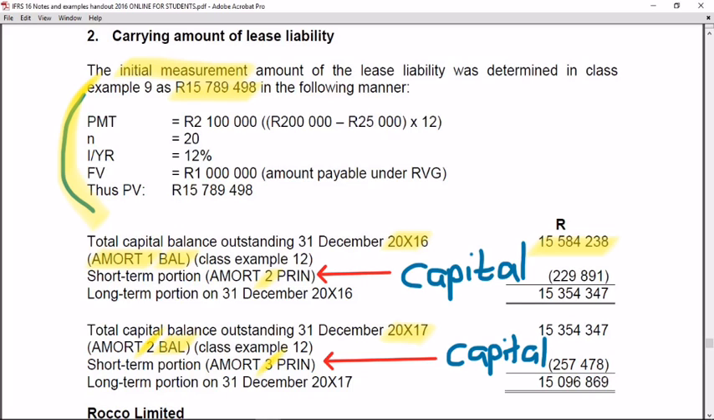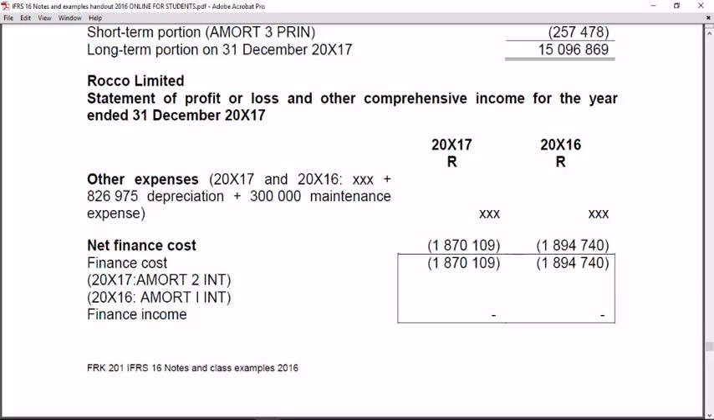If you now refer back to your presentation on the face of the statement of financial position, you will identify these amounts on there. Your long-term portion for X16 will be presented as the 15 million, your short-term portion as the 229,891, and then for 20x17, your long-term portion will be the 15,096,869, and the 257,478 will be your short-term portion.